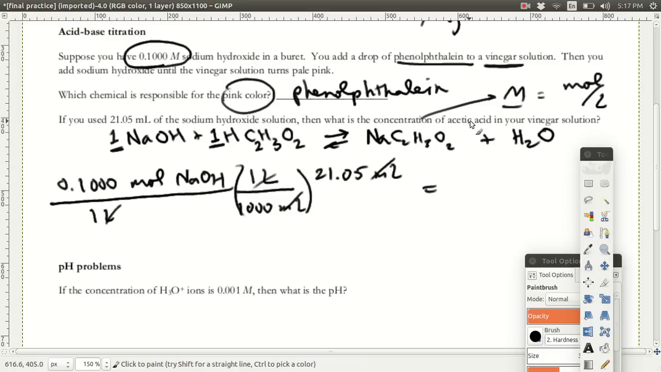Why do we want that? Because you want the moles of acetic acid over the liters. So the moles of sodium hydroxide are connected to the moles of acetic acid in this chemical equation. I'll show you. So this is 0.1 over 1,000 times this. So this is 2.105 times 10 to the minus 5 moles of NaOH. Oh, sorry, 10 to the minus 4.